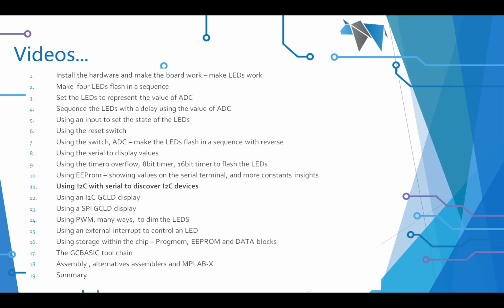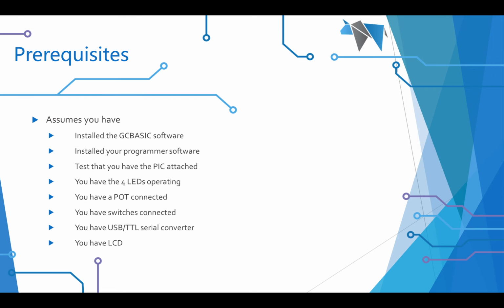So what we're going to do is use I2C with serial to discover devices. Let's get into it. I've assumed you've got all the prerequisites. You've installed the software, your programmer is working, you've got a PIC attached, you've got some LEDs, you've got a pot, some switches, and a USB TTL, which is quite important because we're going to send data to a terminal. You have an LCD. That's the thing that we've been building up so far.